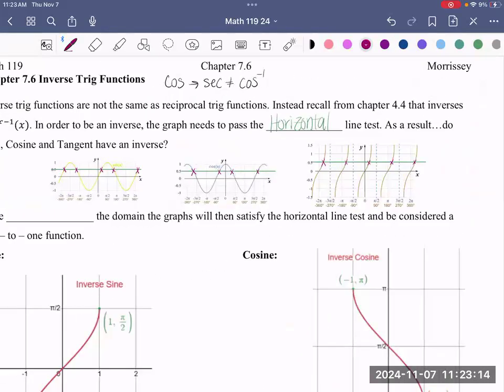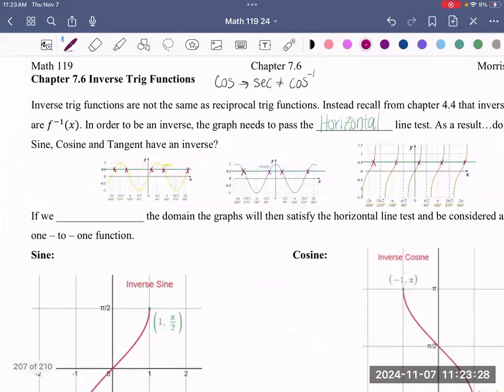So if they do not pass, how on earth do we have a whole section on inverse trig functions? That is because while they don't have a natural inverse, we can restrict the domain and range, meaning that we are going to take a small slice of your sine, cosine, and tangent. We'll take a small little sliver of each graph and restrict its domain and range. Therefore, it will have an inverse.